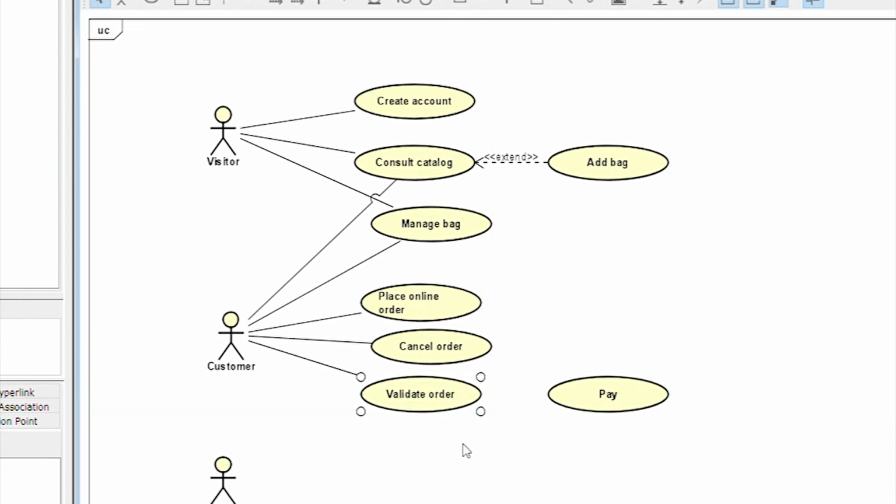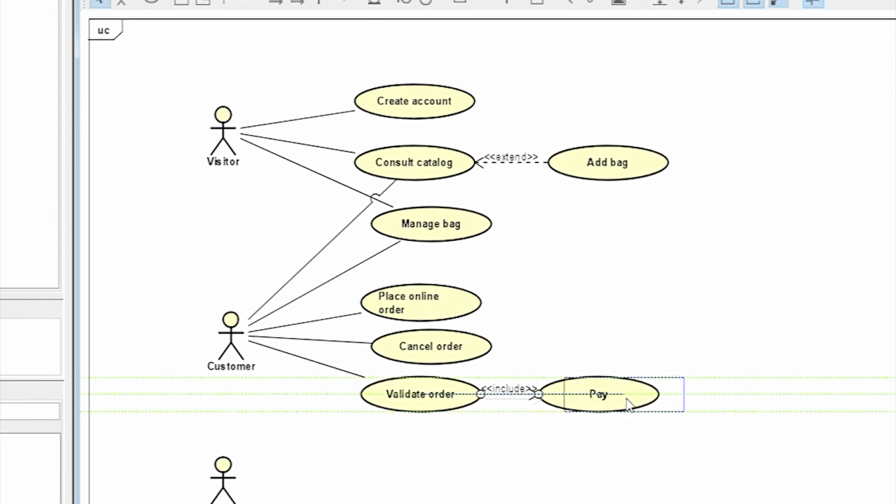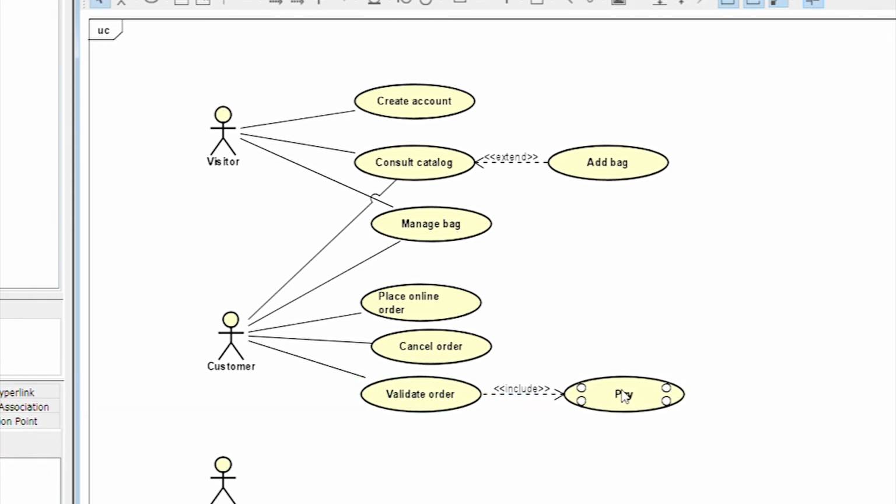According to the exercise, to validate order, it requires to do the payment. So it's an include relationship, okay, because it's an obligation. We can never validate orders without doing the payment. So I will add here an include relation and always pay attention to the point of the arrow. So we will do like this. Always it points the included use case. Okay, validate order includes the payment.